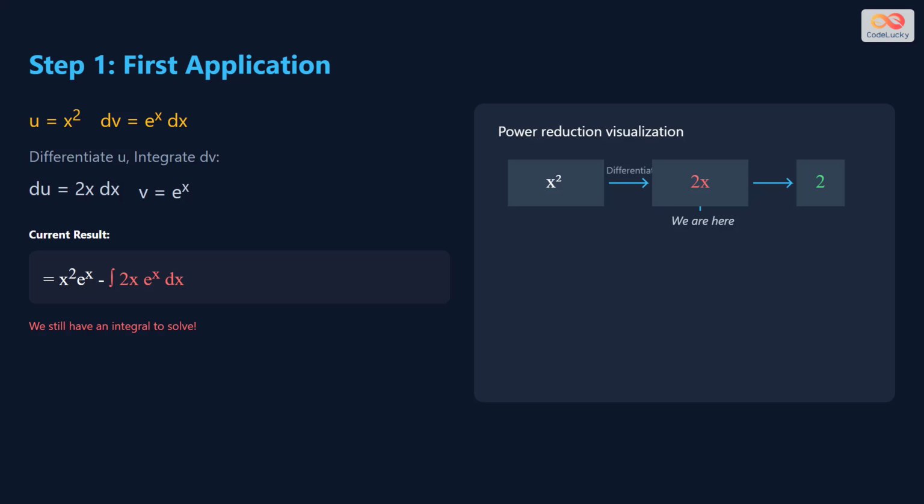Let's perform the first step. We set u to x squared and dv to e to the x dx. After differentiating and integrating, we plug these into our formula. We get x squared e to the x minus the integral of 2x e to the x. Notice the red term. We still have an integral to calculate.